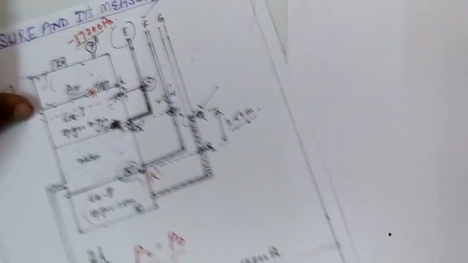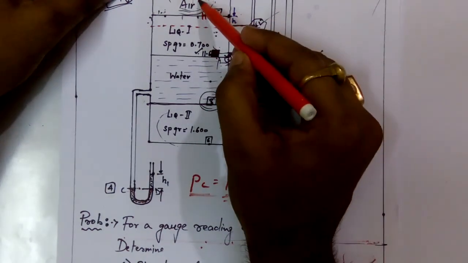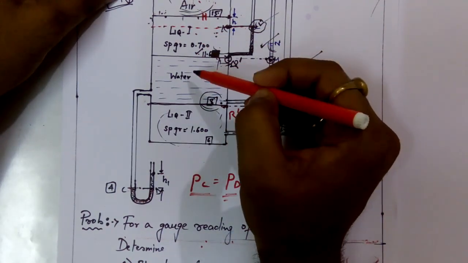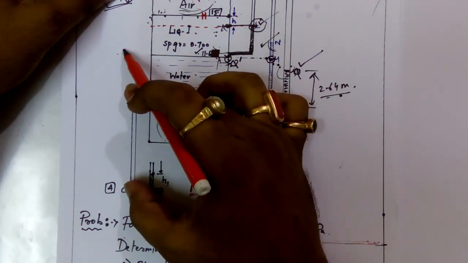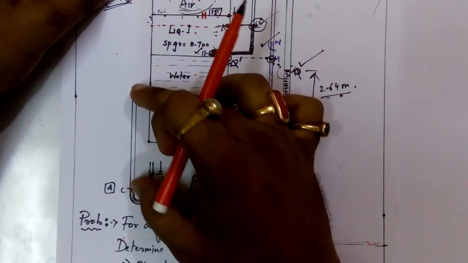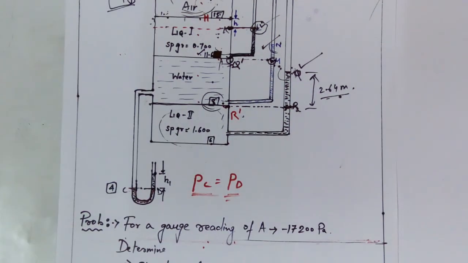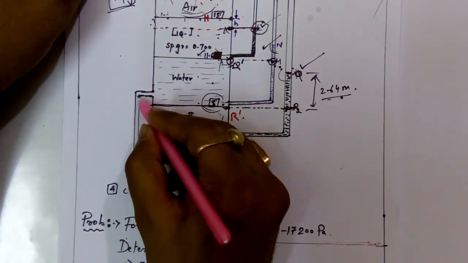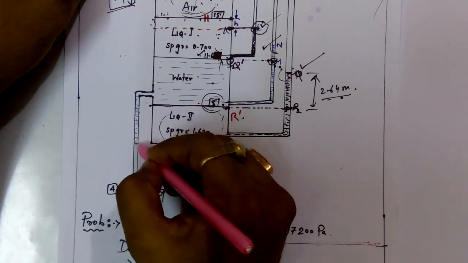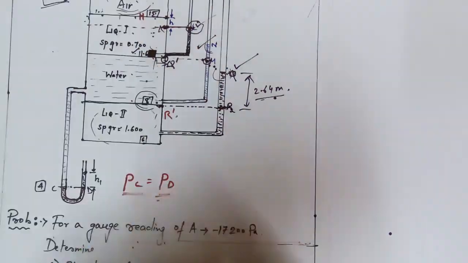So what is my pressure at C? Pressure at C is due to this air, liquid 1, and this level of water, plus due to this liquid column. Which liquid is flowing through this? Nothing but water is flowing through this. So water will flow through this. Let me write the equation for the pressure at C.